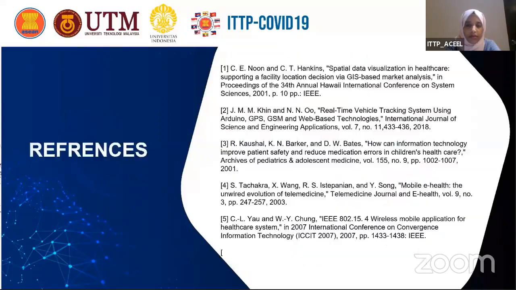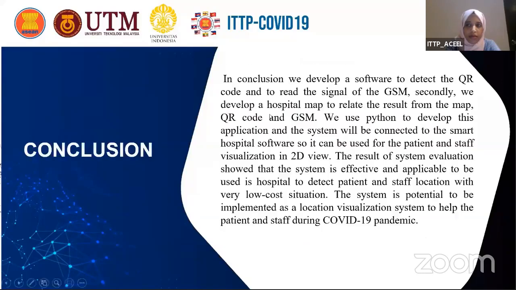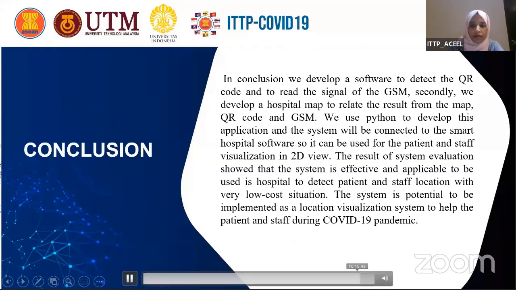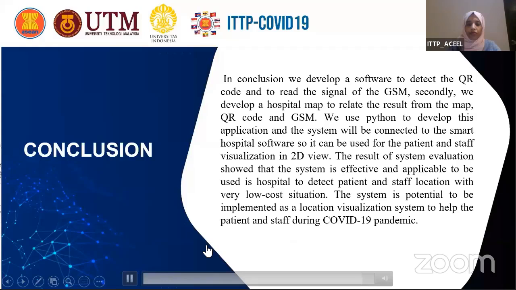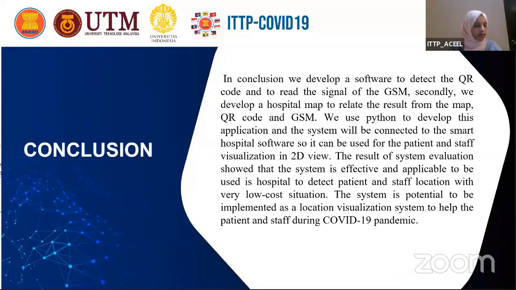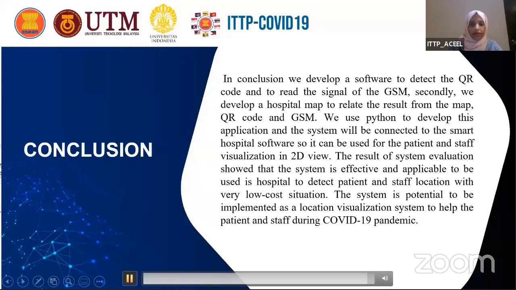Next, the conclusion. So in conclusion, we developed software to detect the QR code and to read the signal of the GSM. Secondly, we developed a hospital map to relate the results from the map, QR code and GSM. We used Python to develop this application, and the system will be connected to the smart hospital software, so it can be used for patient and staff visualization in 2D view. The result of the system evaluation showed that the system is effective and applicable for use in hospitals to detect patient and staff location in a very low cost situation.